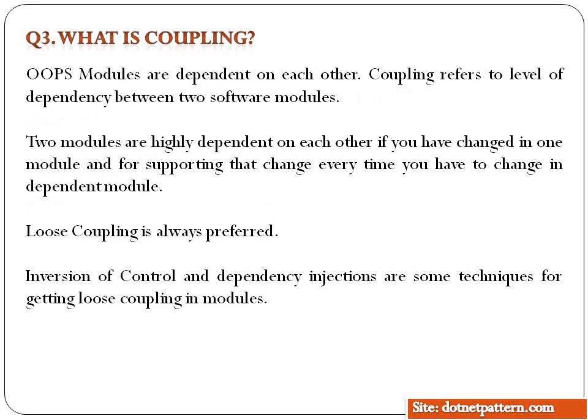Question 3. What is coupling? OOPS modules are dependent on each other. Coupling refers to level of dependency between two software modules. Two modules are highly dependent on each other if you have changed one module and for supporting that change every time you have to change the dependent module. Loose coupling is always preferred. Inversion of control and dependency injections are some techniques for getting loose coupling in modules.